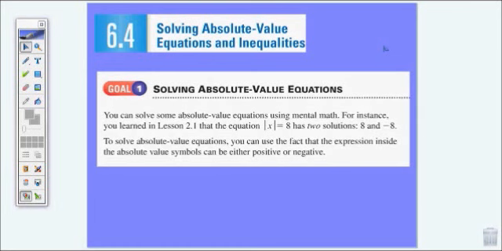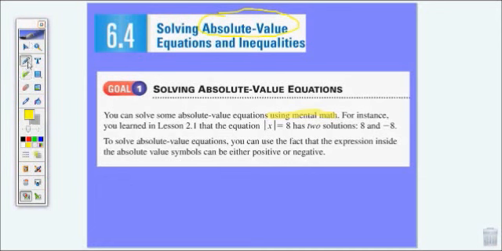So in 6.4, we are again revisited by absolute value. Haven't seen that for a couple chapters now. We're going to talk about it when we're solving equations and inequalities, so both concepts together. So first one, you can solve some absolute value equations using mental math. And this is when we're making a good estimate and checking it.